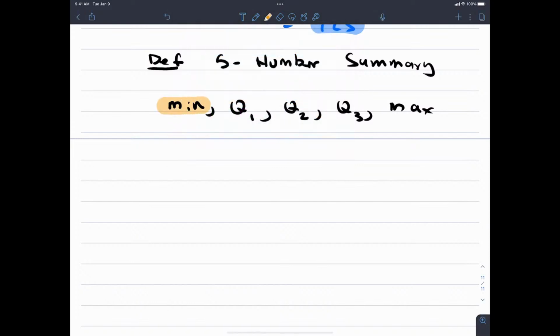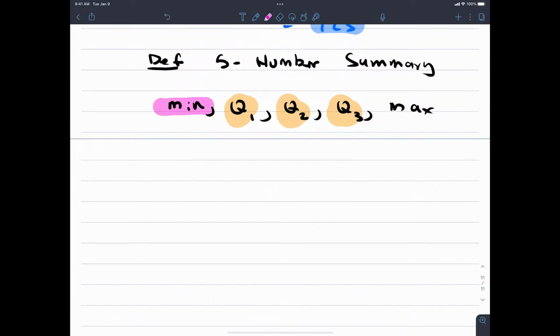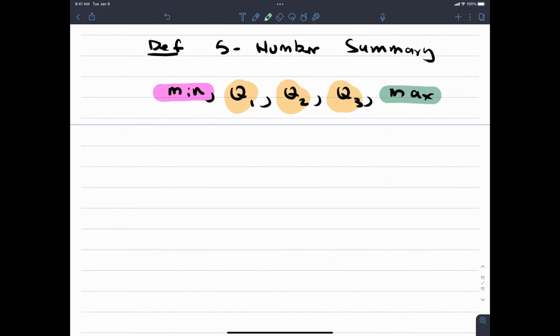So min, and I guess I was using orange for the quartile, so I'll stick with that. Let's bring out pink, pretty in pink. What do you guys think? Okay, we'll use pink for the minimum, Q1, Q2, Q3, and max. Okay, so for example, the test score data, can you guys give me the 5-number summary? For test score data, give me the 5-number summary.